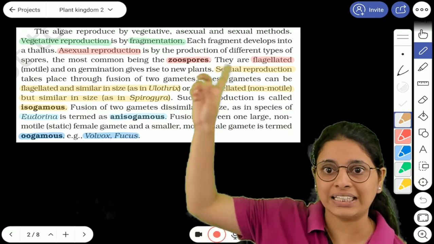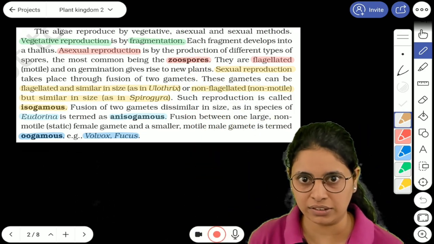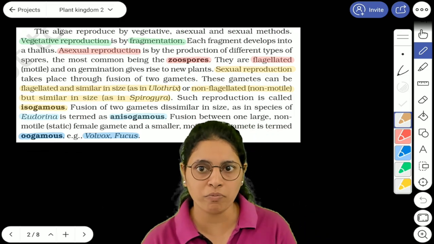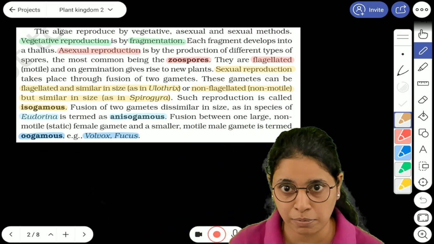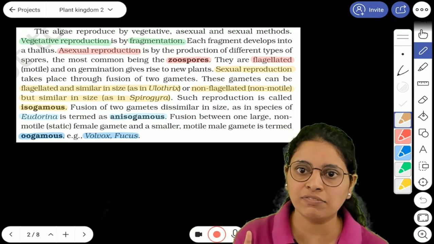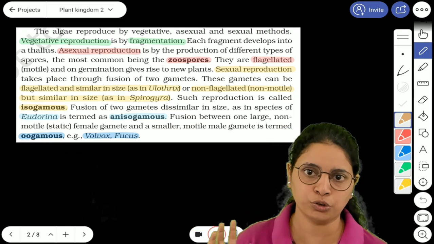Next, we talk about the second, that is asexual method. Asexual reproduction means obviously here any fertilization, that is fusion of gametes, will not take place, right? Fusion of gametes will be involved only during sexual reproduction.